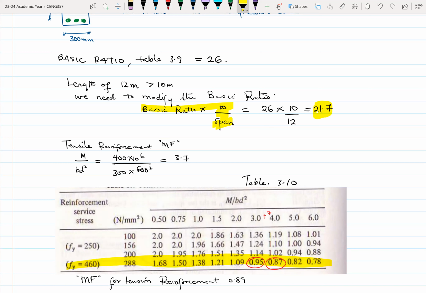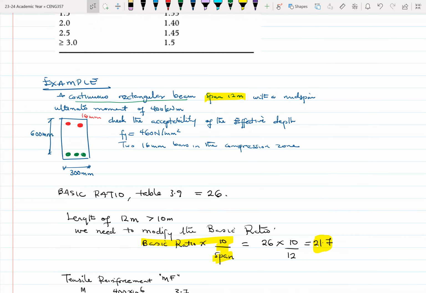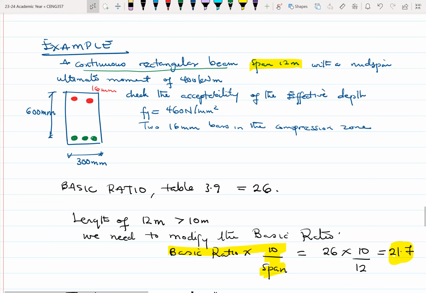Now let's find the modification factors. Here, this is the compression zone, and the diameter of each bar in the compression zone is 16 millimeters. There are two of them.